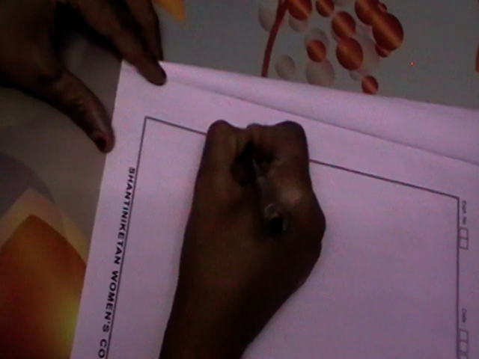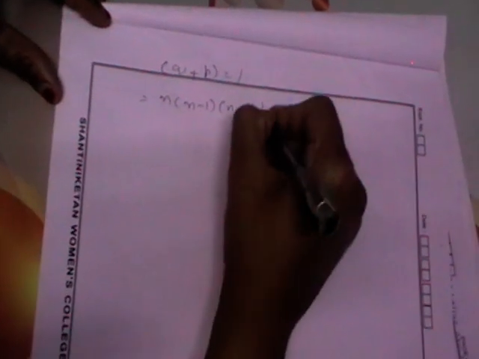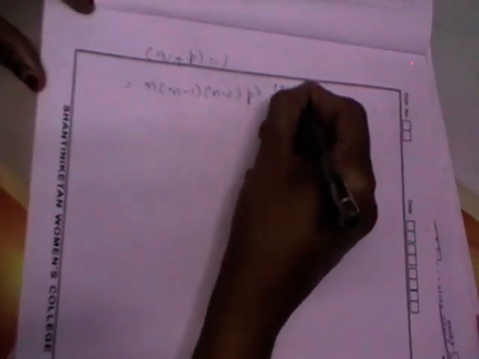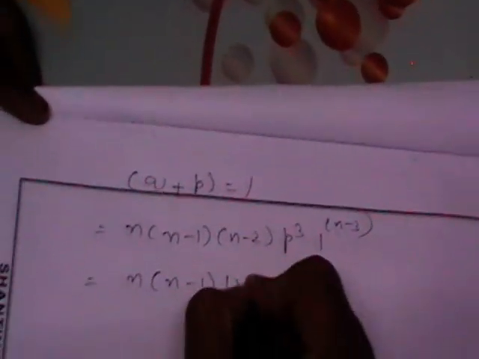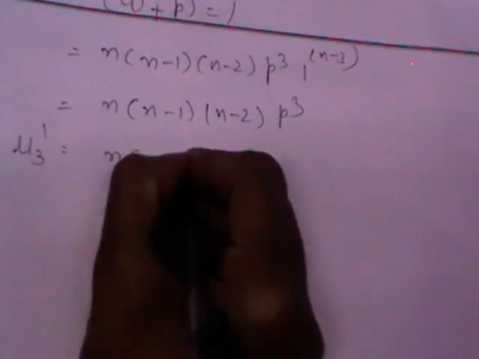As q plus p is equal to 1, you will get n into n minus 1 into n minus 2 into p cube, 1 power n minus 3. 1 power anything is the same. So you got the first term in this mu 3 dash. We are doing mu 3 dash. The first term we have evaluated, which is nothing but n into n minus 1 into n minus 2 into p cube. The second and third terms are already done: n into n minus 1 into p square plus np. So I think this is mu 3 dash.